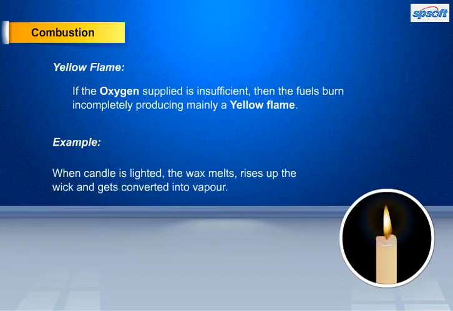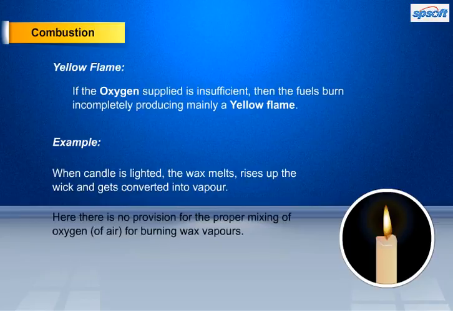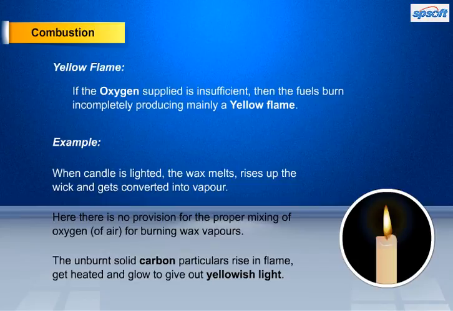When a candle is lighted, the wax melts, rises up the wick, and gets converted into vapors. In a candle there is no provision for proper mixing of oxygen for burning wax vapors, which leads to incomplete combustion of wax. The unburnt solid carbon particles rise in the flame, get heated and glow to give yellowish light. This makes the candle flame yellow and luminous.